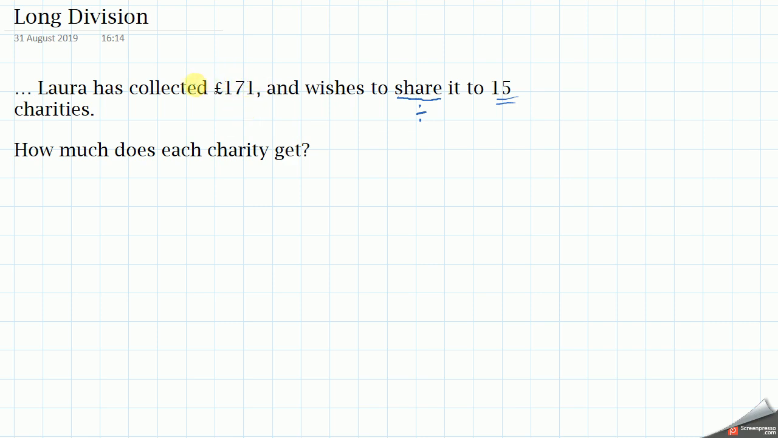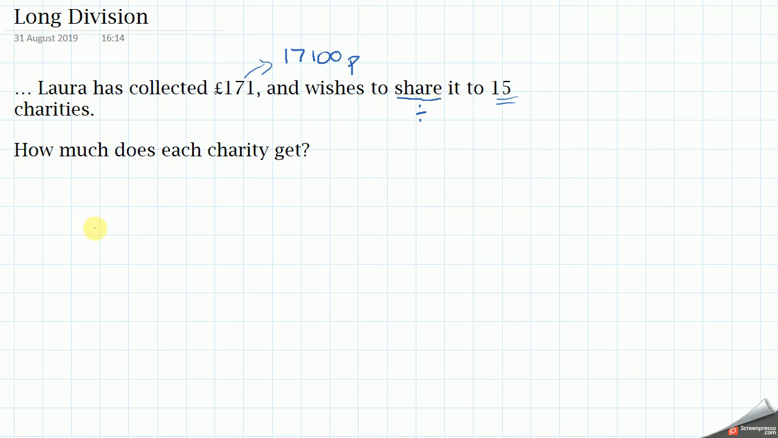So to help us, and to discuss later how we can do this 171 and get decimal answers, first of all we're going to just do this in pence. So we're going to deal with 17,100 pence as our division.